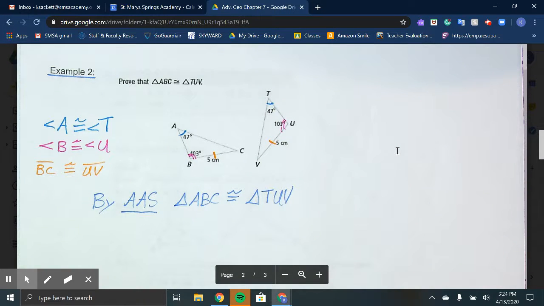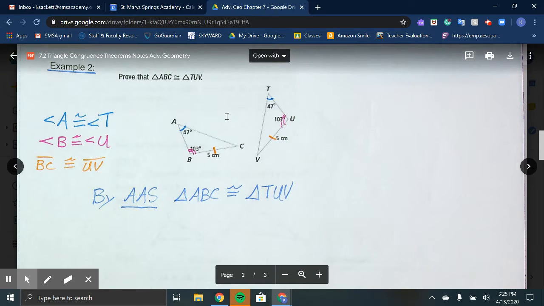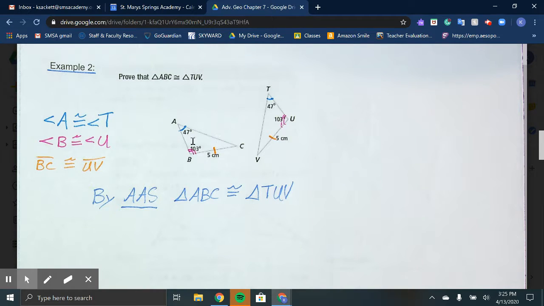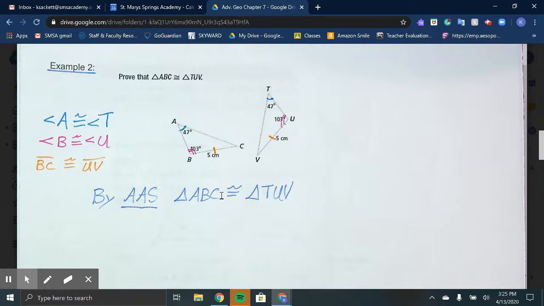So example 2, everyone's favorite thing, starting to prove these ideas. Now in this image, it was rather easy because they gave us a lot of information. Right away, I notice angle A is congruent to angle T. Both are 47 degrees. I notice angle B is congruent to angle U. Both are 103. And then side BC is congruent to side UV. So in that case, by angle, angle, side congruence theorem, triangle ABC is congruent to triangle TUV.